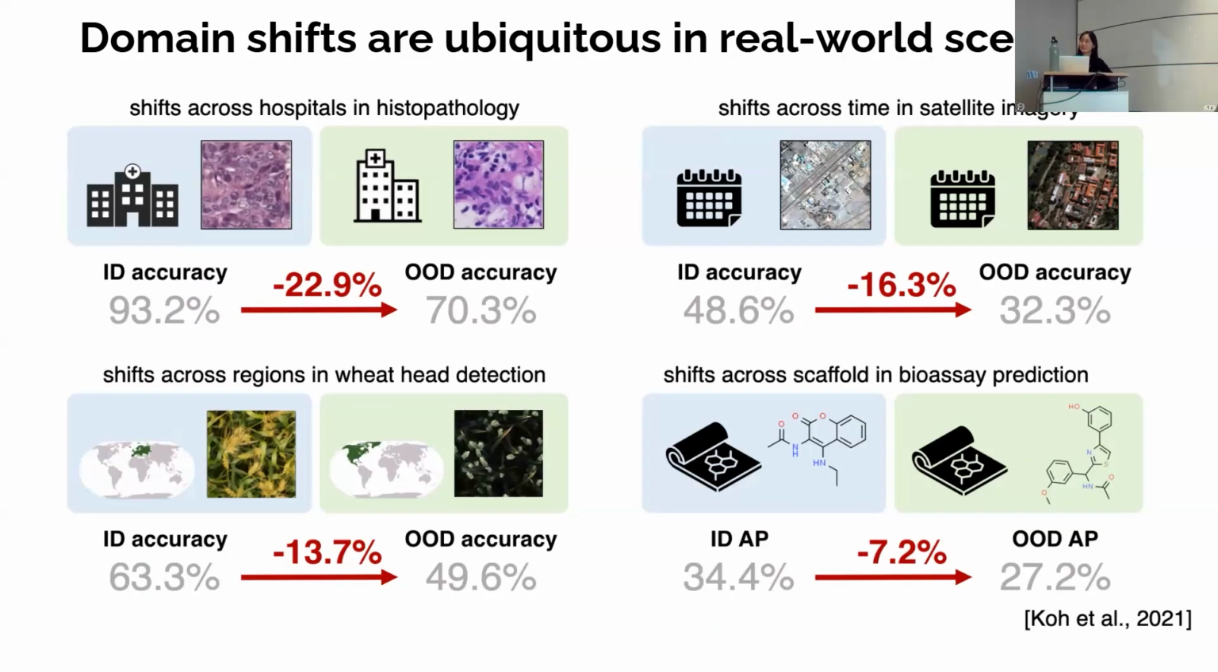One thing that's for sure is this doesn't only occur in ecological data, this happens in machine learning as a whole. Domain shifts are ubiquitous in many, many real world scenarios. These are examples of the accuracy drop that you experience when you go out of distribution in many tasks: satellite imagery, head detection, some scaffold prediction, etc. And there's a clear drop in performance in a lot of these scenarios.